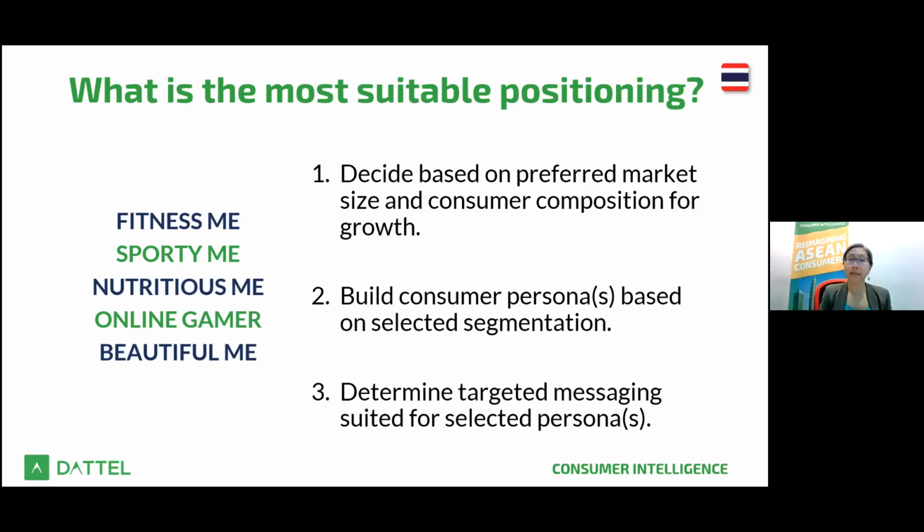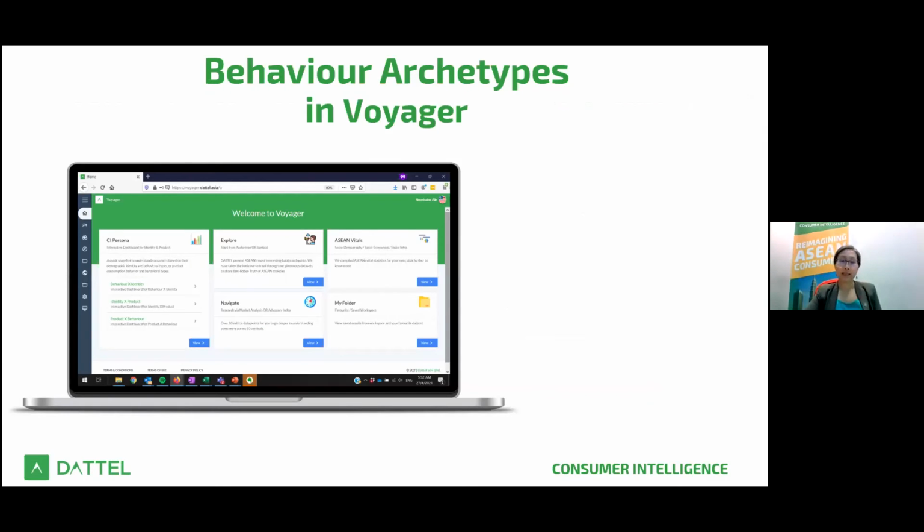Finally, I'm going to show you how, once you've done that, you determine what kind of messaging is going to work for each of the different personas or segments that you've identified, according to the positioning that you've selected. What we're going to show is in our proprietary platform called Voyager.